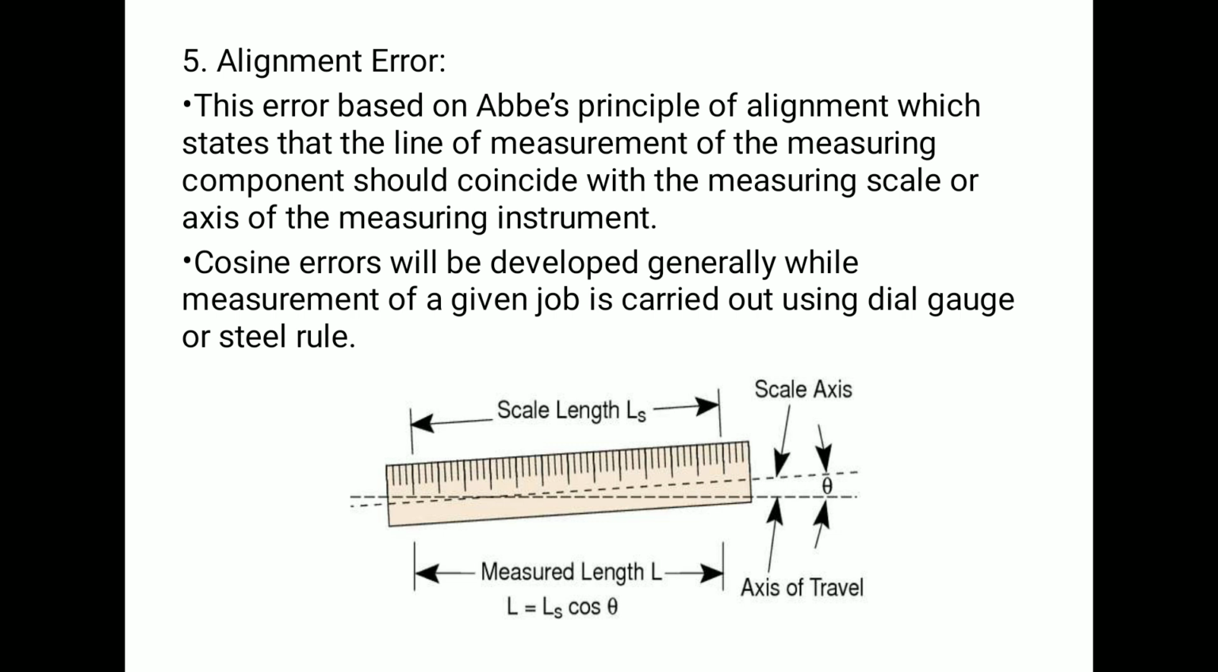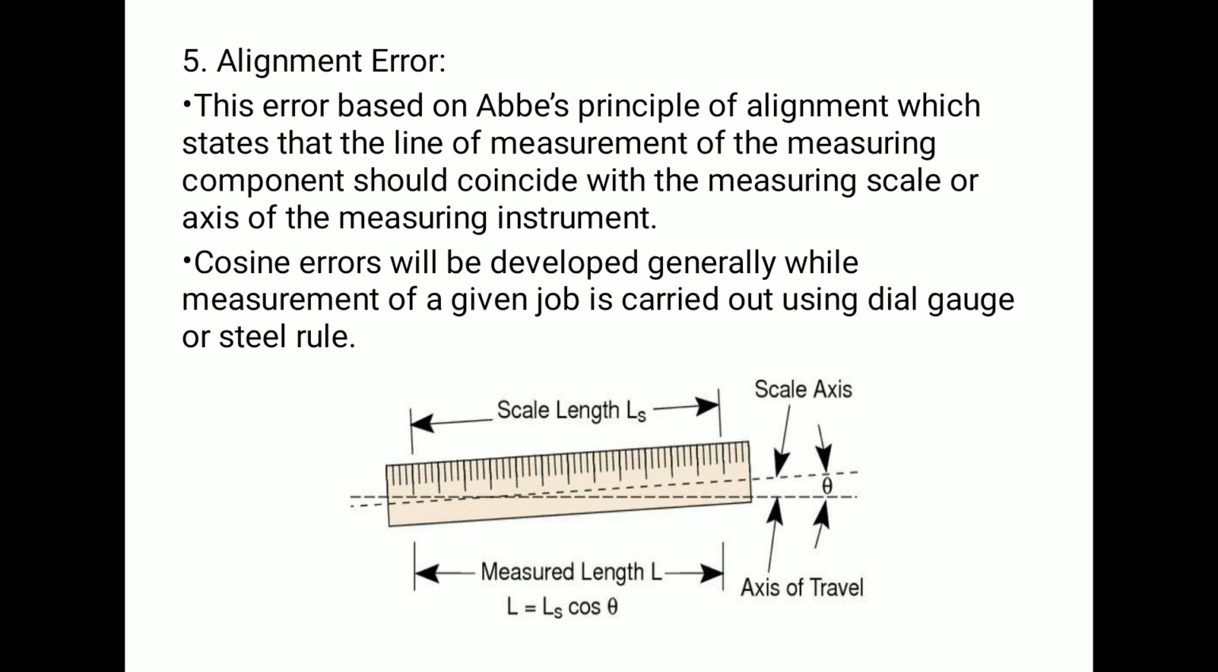Then the fifth type is alignment error. This error is based on Abbe's principle. Abbe's principle of alignment states that the line of measurement of the measuring component should coincide with the measuring scale or the axis of the measuring instrument. If the coinciding axes are not in line, then this error, alignment error, is observed.